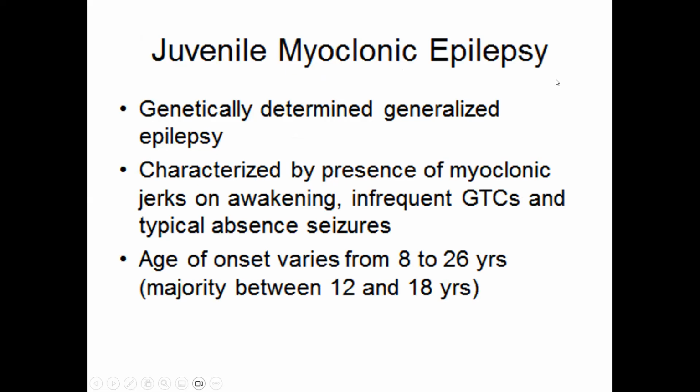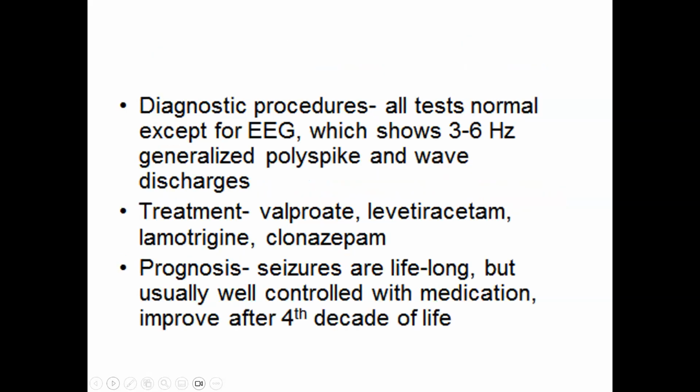See, juvenile myoclonic epilepsy is characterized by the presence of myoclonic jerks on awakening. Okay. Infrequent GTCs and typical absence seizures. So GTC and absence seizures also can occur, but they are less frequent than these myoclonic jerks. The age of onset varies from about 8 to 26 years. And juvenile myoclonic epilepsy is very responsive to valproate. So those can be like MCQs, right? There haven't been many MCQs asked from epilepsy, but these are possible MCQs, okay? Like the drugs and what is better and all that.